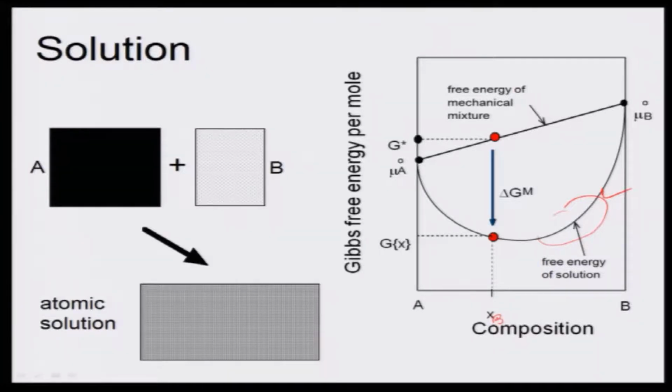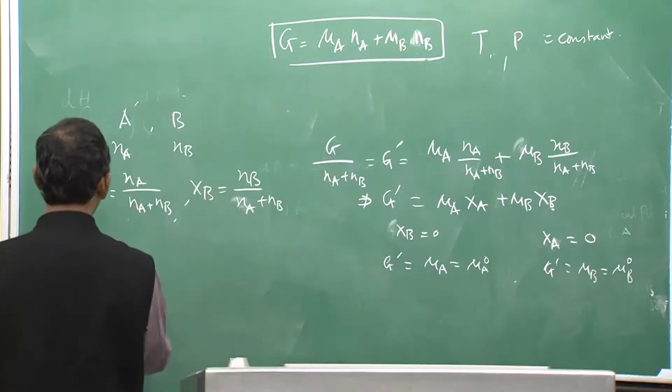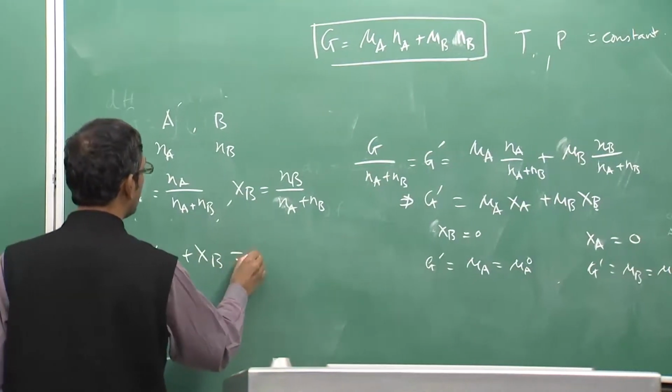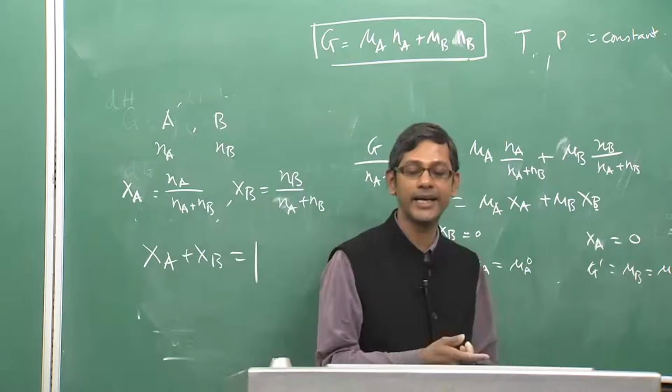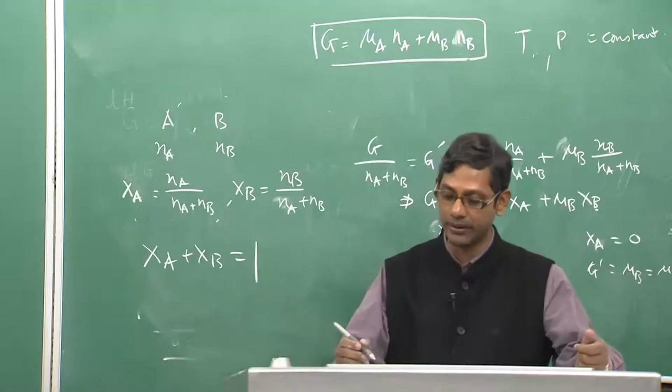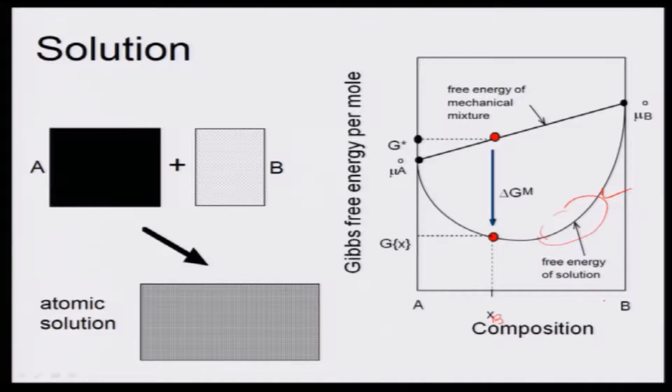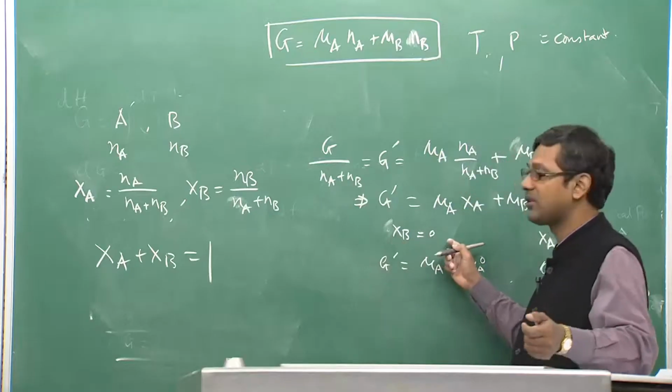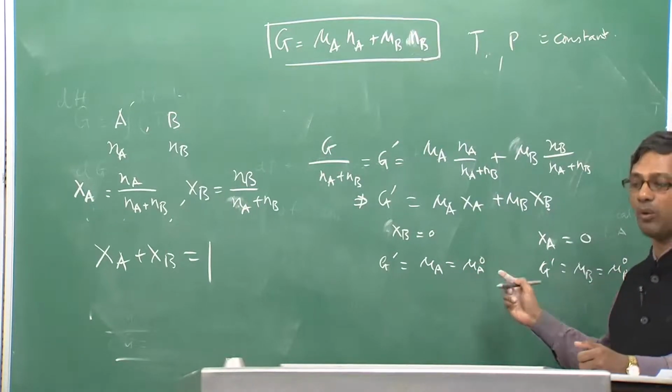xb is the mole fraction of b, and you know that xa plus xb is equal to 1. So very easily, if I know xa, I can know xb also. Only one of the components is required. Now when I plot this at the pure ends, when xa is 0 or xb is 0, I get the chemical potential of pure A and pure B, which I mark as mu A superscript 0 and mu B superscript 0. This is the definition of that.